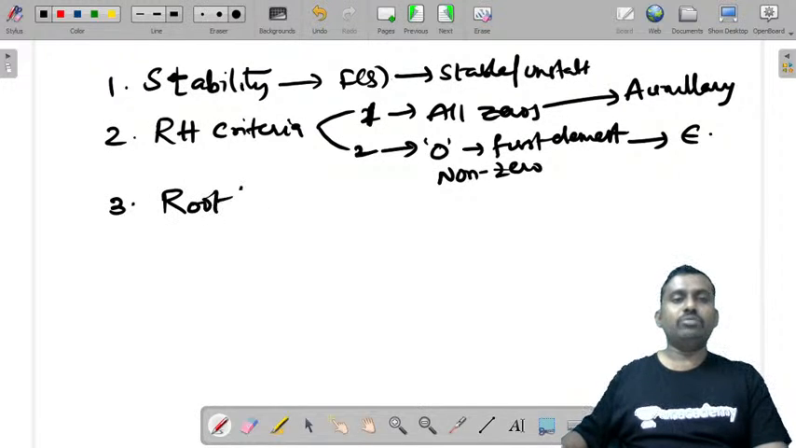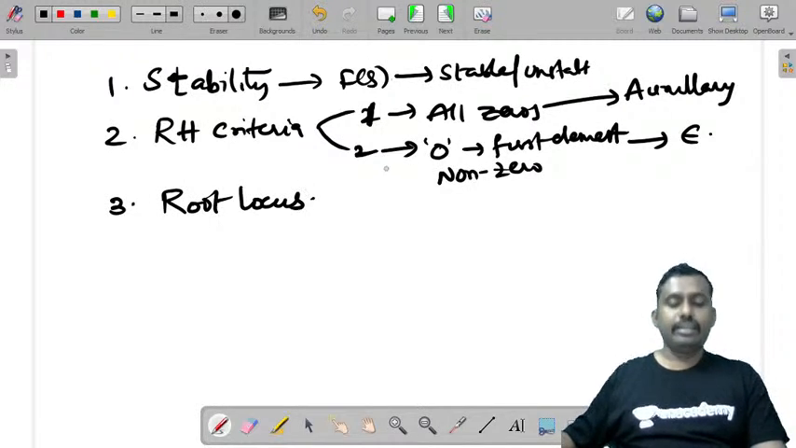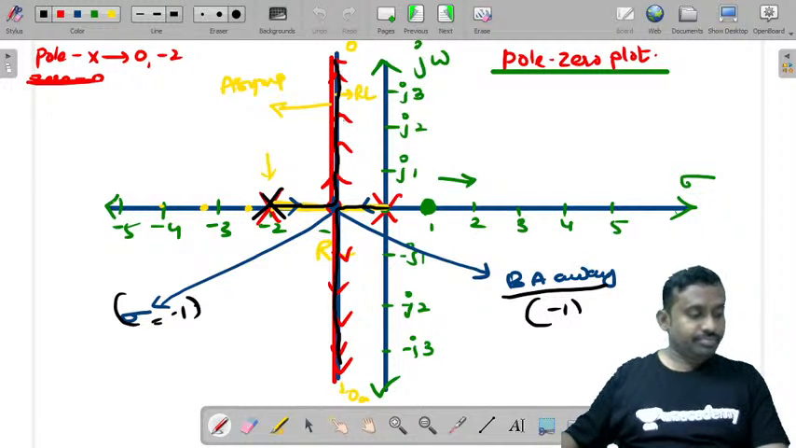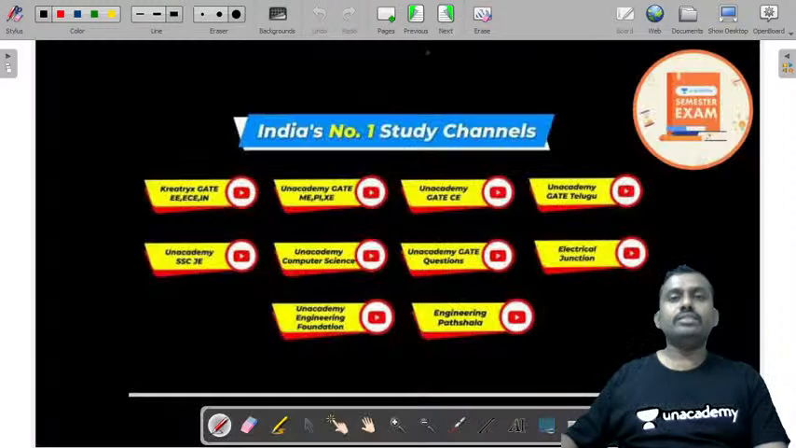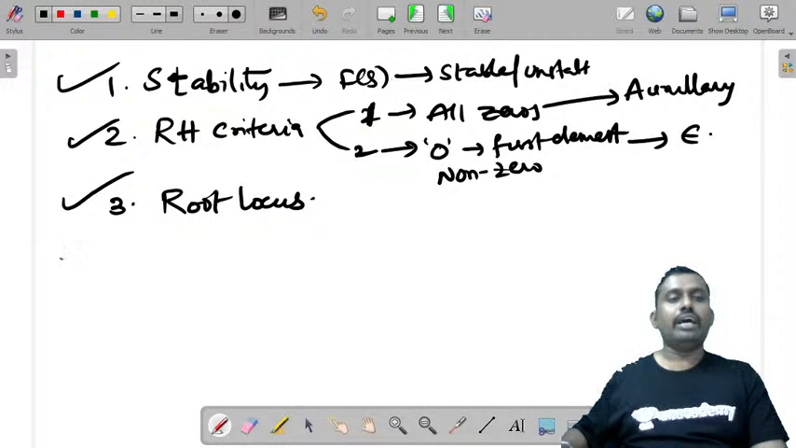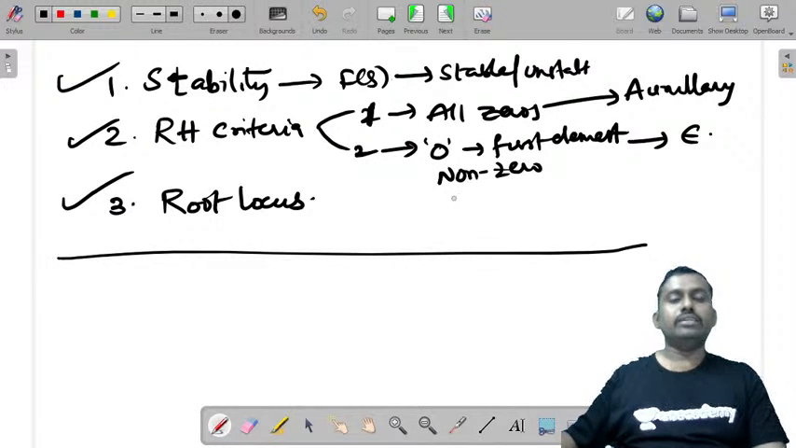Then we have taken what is root locus and tried to comment on the stability of the system. If the root locus is on the left half of the s plane for any value of k, you can say that the system is stable. So these are the takeaways from today's session. I hope this was a very informative session for all of you.